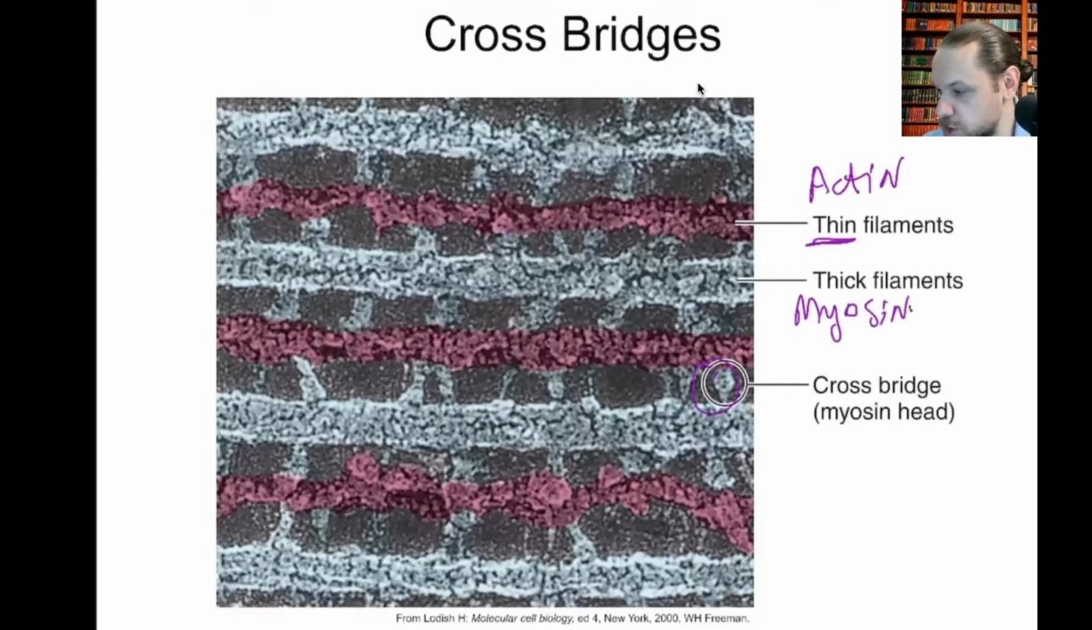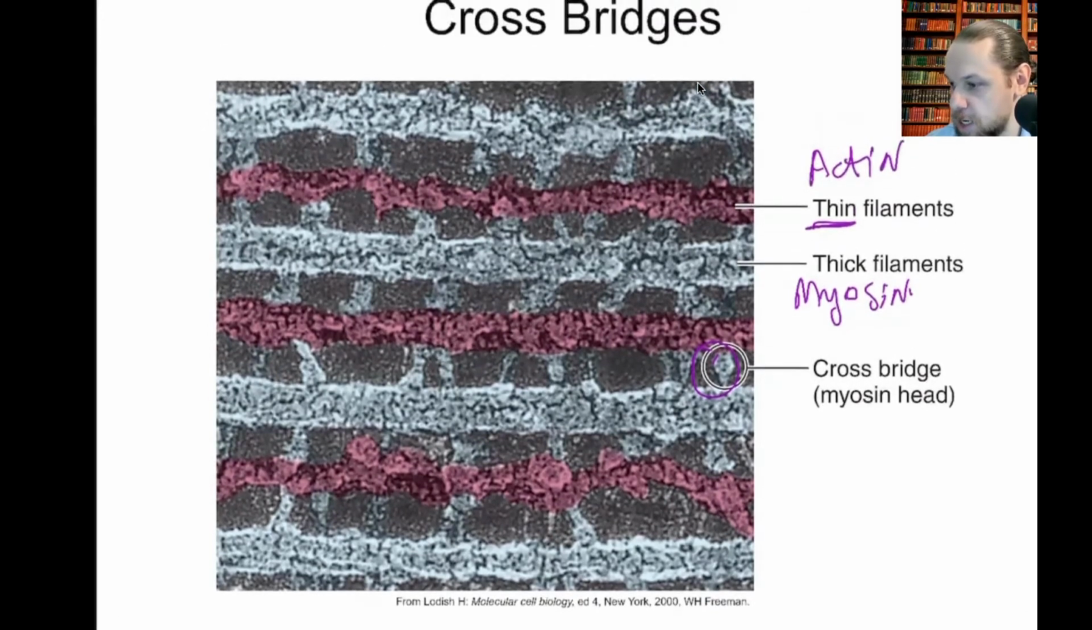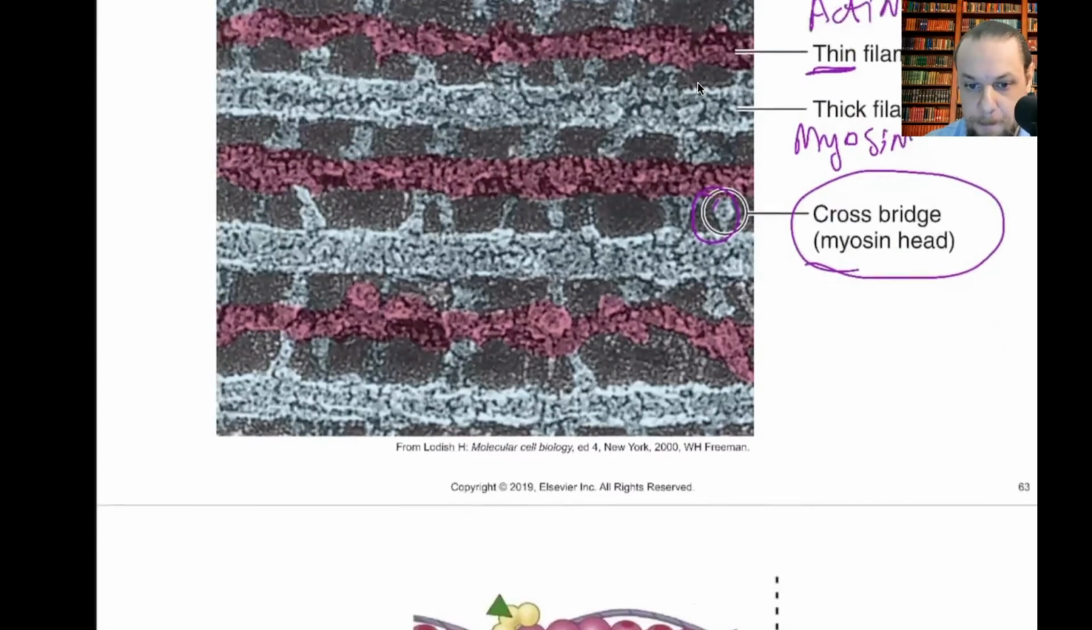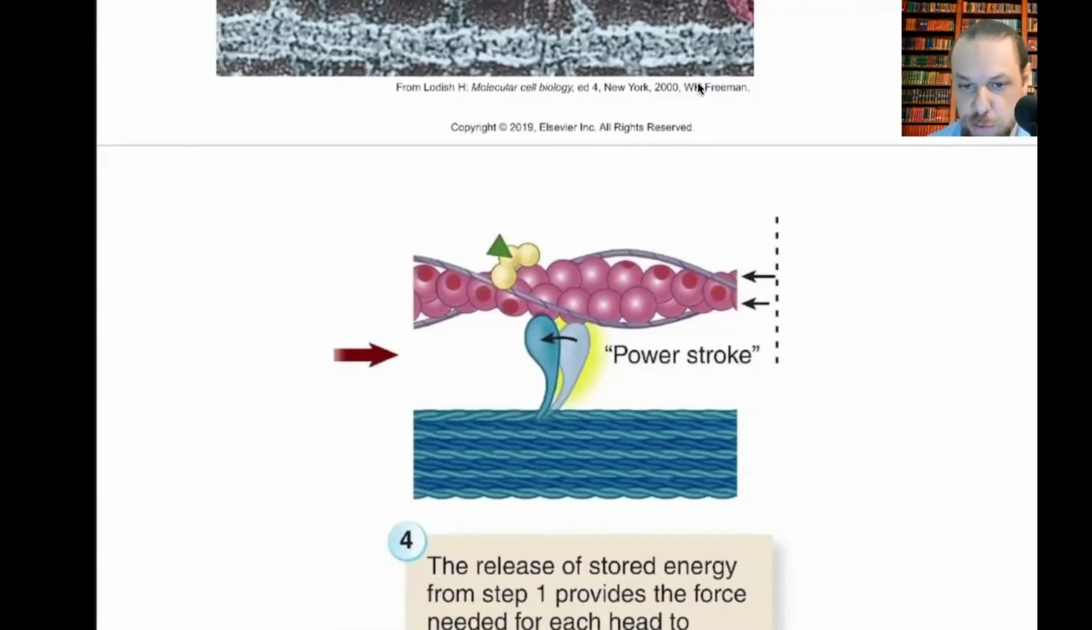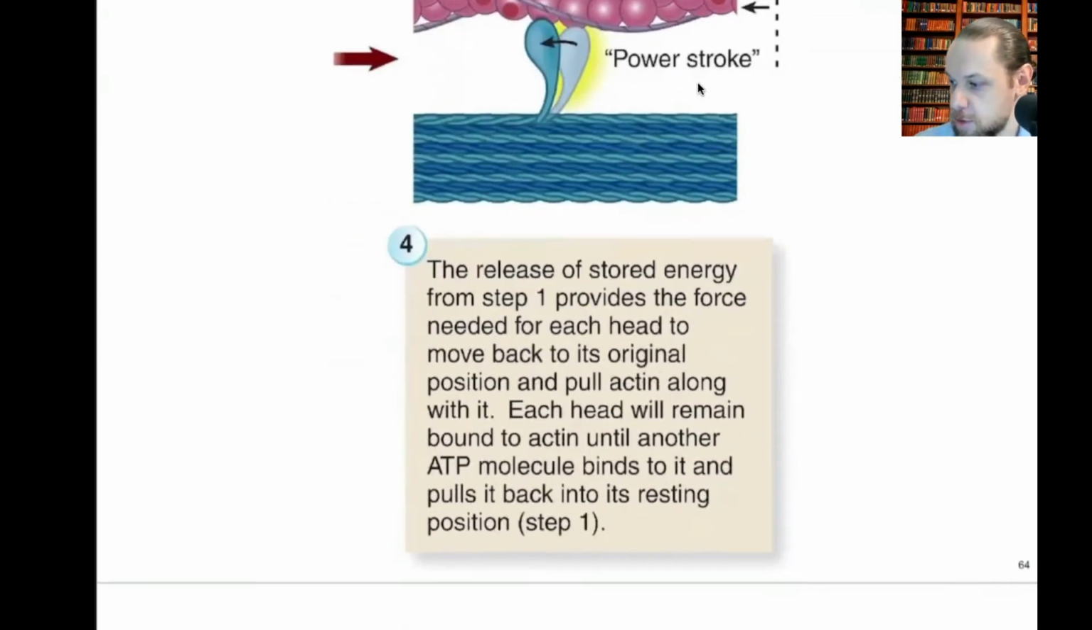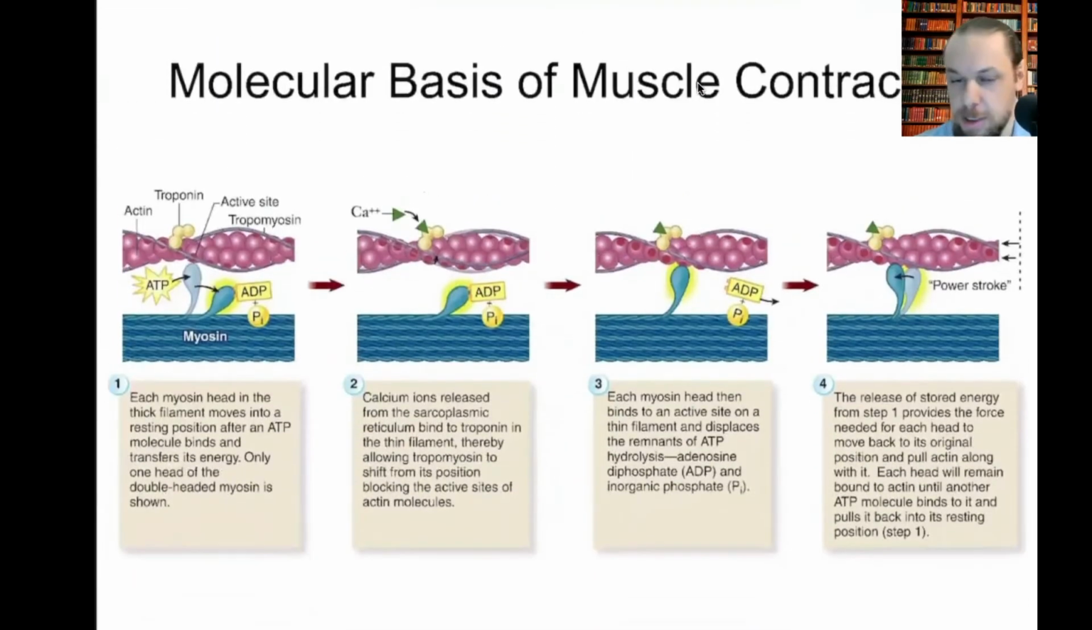These here are the cross bridges. This is basically that myosin head that's now in a docking position on the thin filament. And you see how they look. That's why they call it a cross bridge. And that's what creates this power stroke. This is essentially the movement of that myosin head causing the shortening. And this is again all the process together, from the beginning to the end.